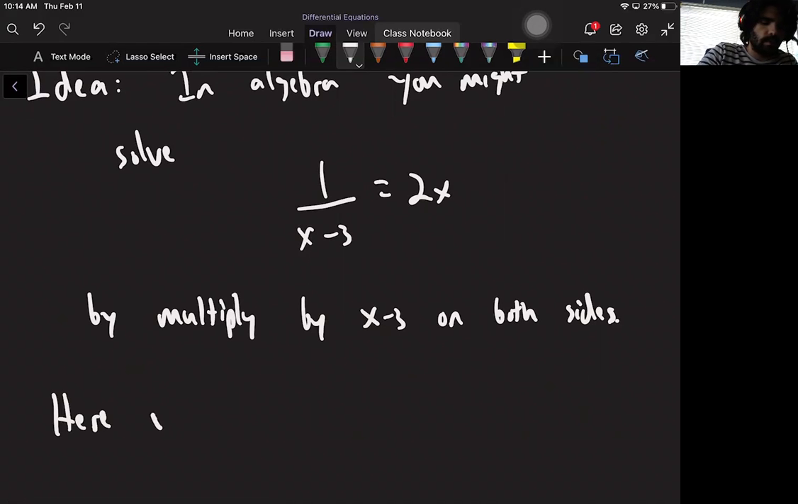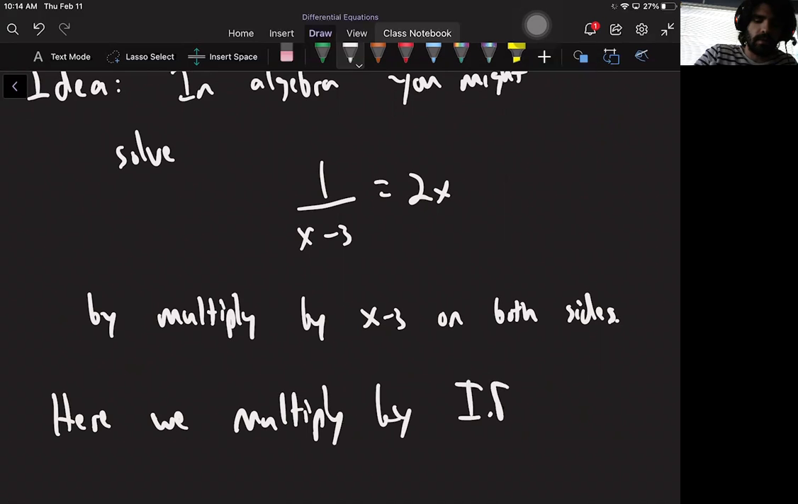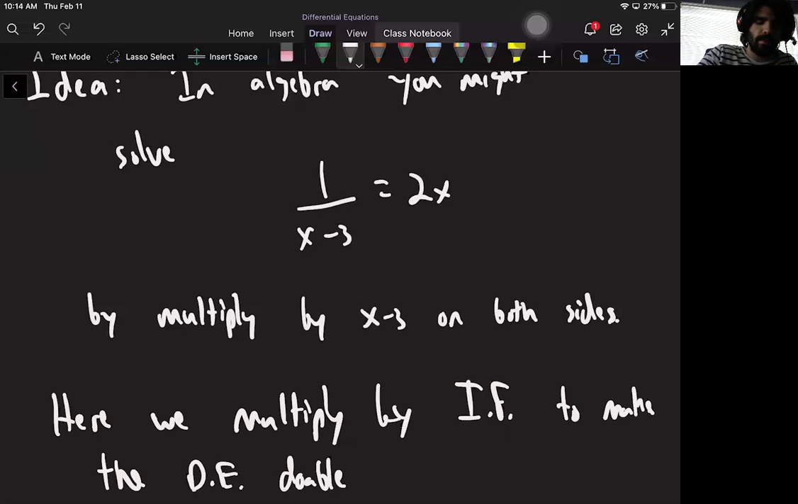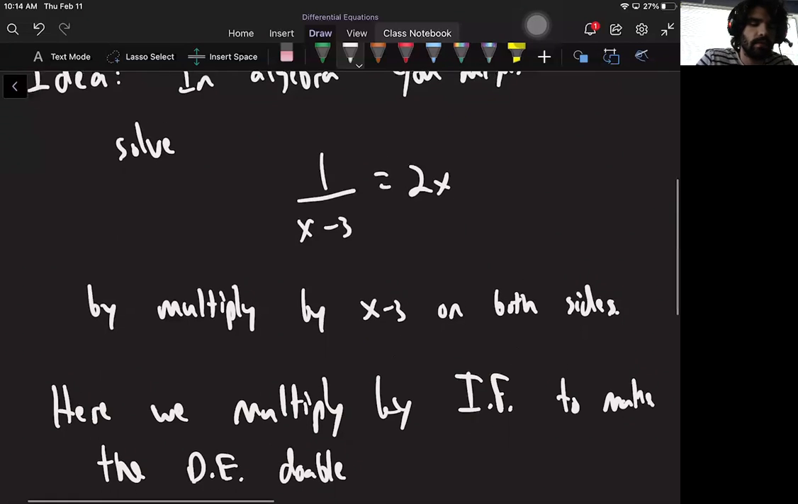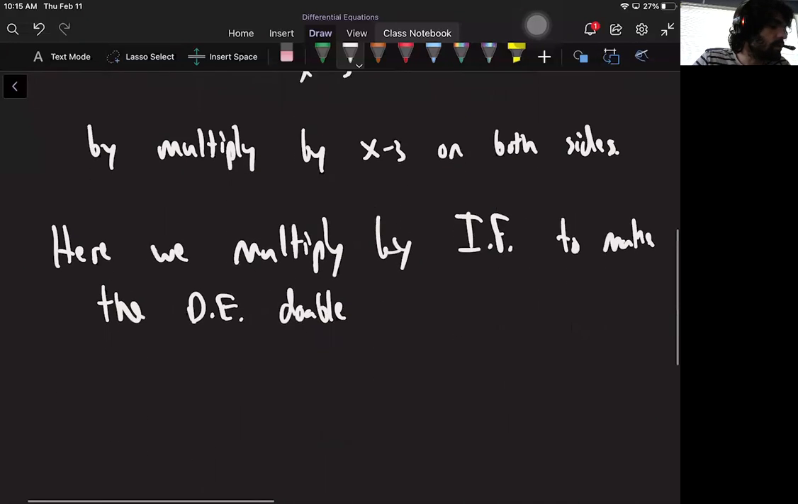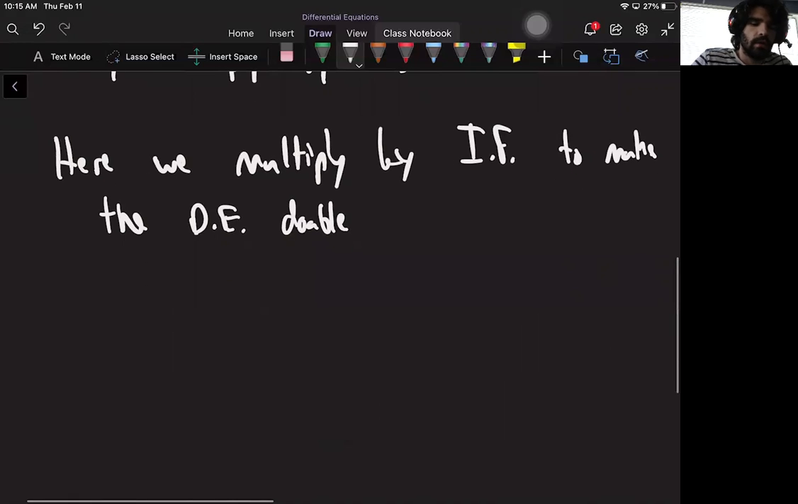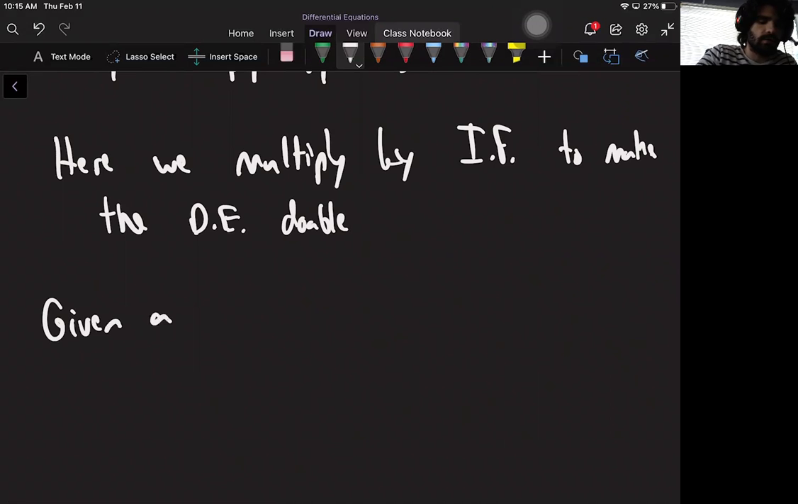So here we multiply by something called an integrating factor to make the differential equation doable. Same idea, except it looks a bit more complicated. Okay, so we got to do this for linear equations.